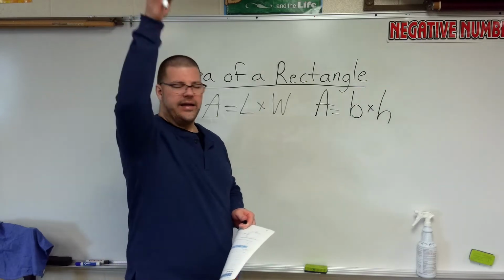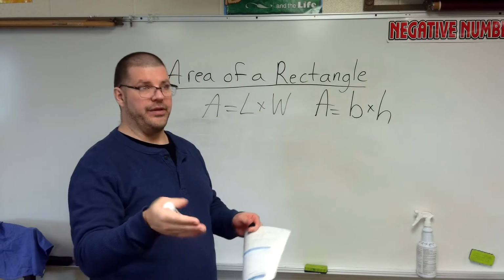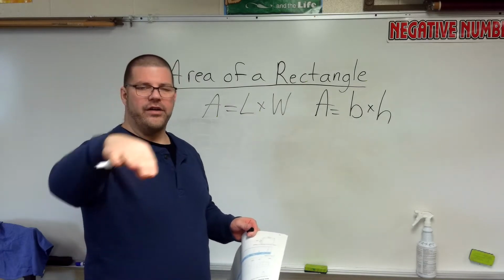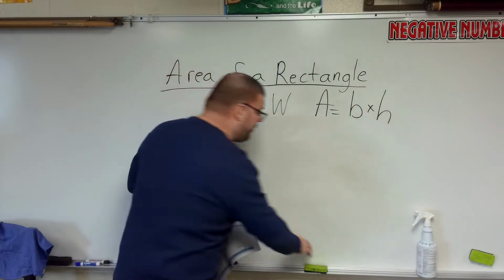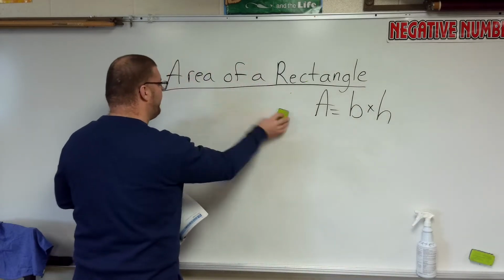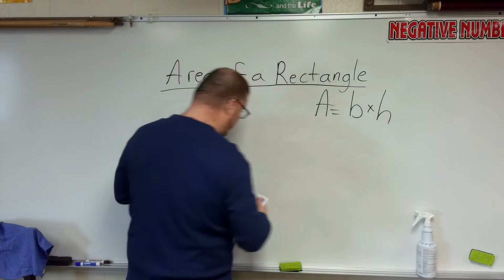Base and height. It's kind of like you're building a building, right? So 1 floor, 2 floors, you count up, okay? So I'm going to say base times height. If you're used to length times width, no problem with it. Just keep it straight. You'll be all right.